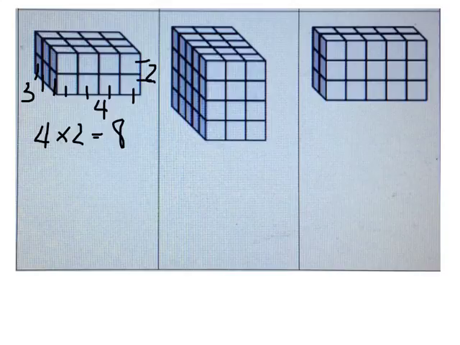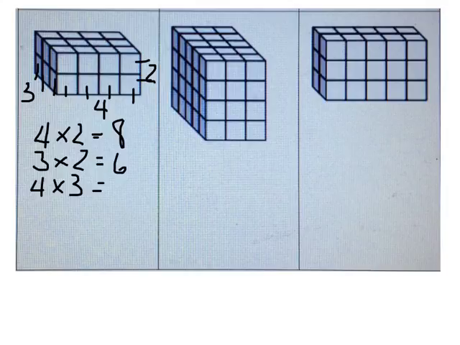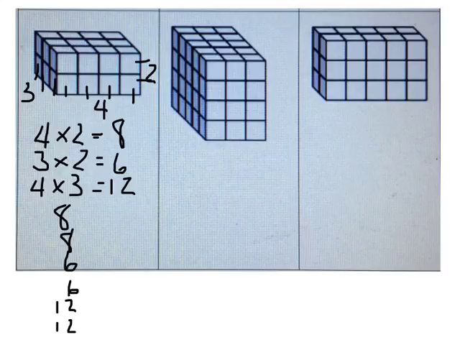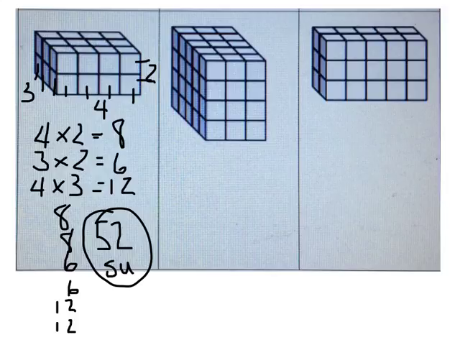To find the area of the side face, the base is 3 and the height is 2. What's the area? It's 6 square units. To find the area of the top face, the base is 4 and the height is 3. What's the area? It's 12 square units. Now I can add 8 plus 8, 6 plus 6, 12 plus 12 to find the surface area. What's the surface area? The surface area is 52 square units.